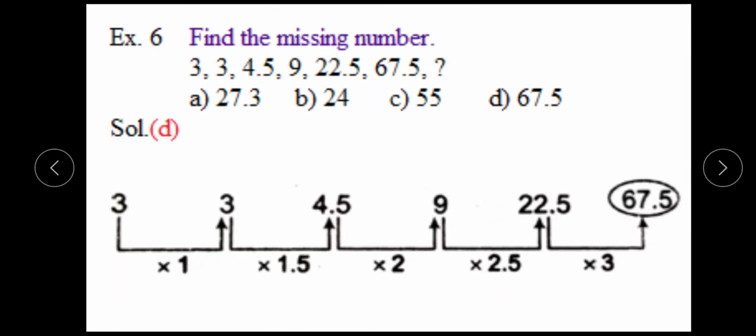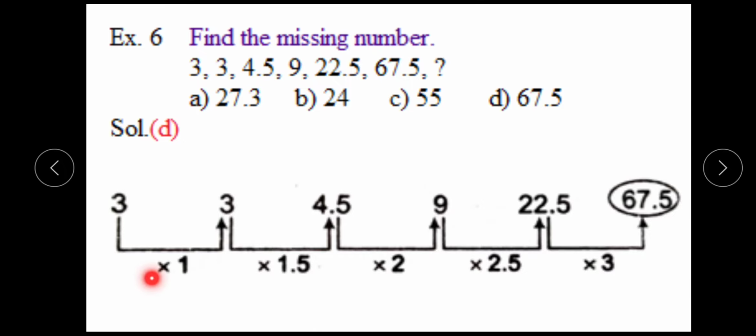Find the missing number. Again we can see an example of multiplication, but in the previous question the terms were multiplied by a constant value, that is 3, regularly. But in this question, we are seeing 3, 4.5, 9, 22.5, 67.5. What will be the next term? If we multiply 3 by 1, we get 3. It means the first term is 3 and the second term is 3. Again, if we multiply 3 by 1.5, we get 4.5.